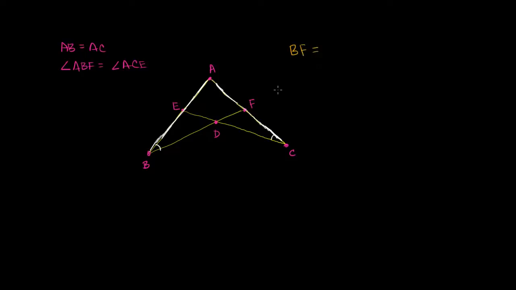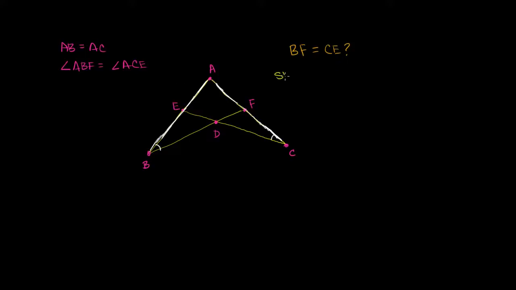whether BF has the same length as CE. Does BF have the same length as CE? So let's try to do that. So we already know a few things. I could do a two-column proof. Actually, let me just do it, just so that in case you have to do two-column proofs in your class, you can kind of see how to do them more formally.